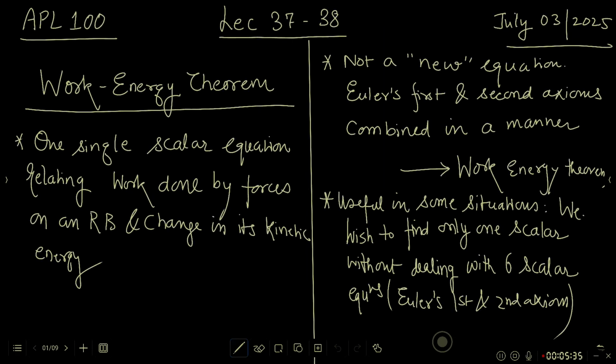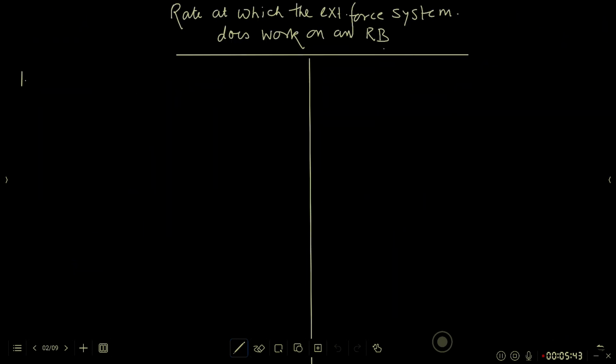I will show you the work energy theorem, the expression. I will also derive it. But before we get the actual theorem, there are some new quantities that need to be defined, like the rate at which the external force system does work on an RB. The rate at which external forces do work on an RB.